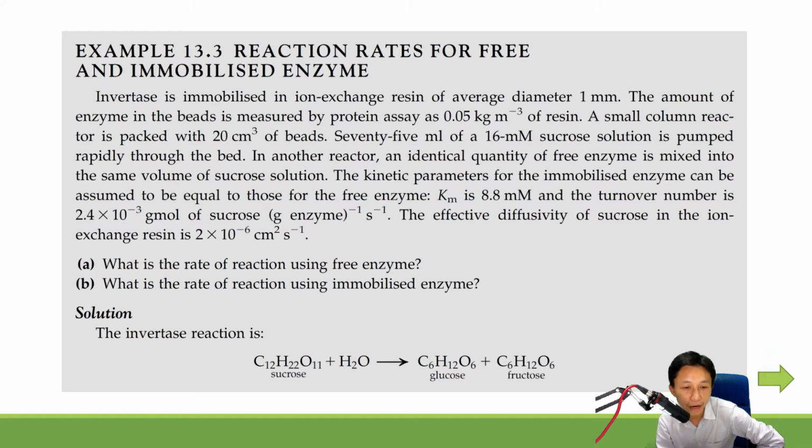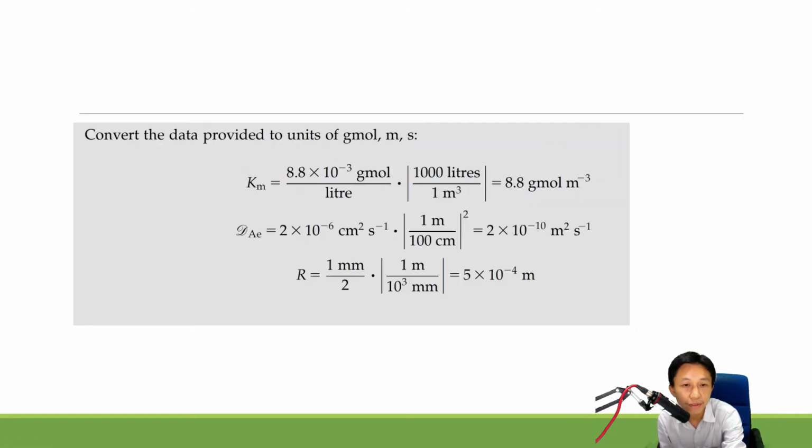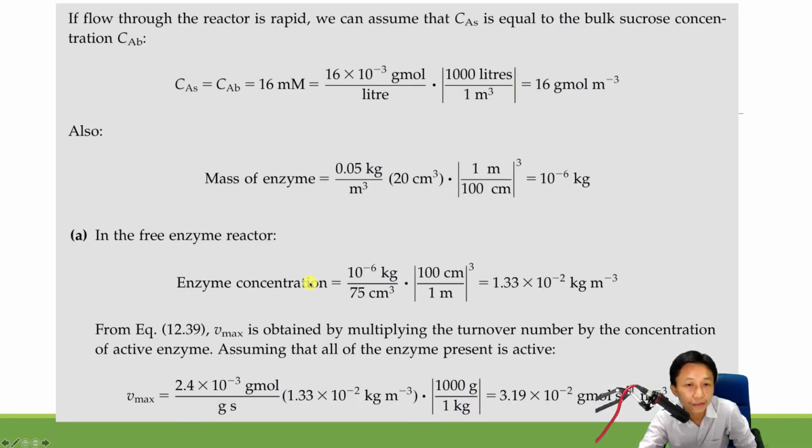The enzyme is the biocatalyst, so it helps the reaction occur, but it doesn't change when the reaction occurs. So sucrose changes to glucose, and then you have fructose. And then this is how you produce glucose and fructose. And from the data, you change the unit. First is Km, and this is diffusibility, where you just change the unit, and R as well.